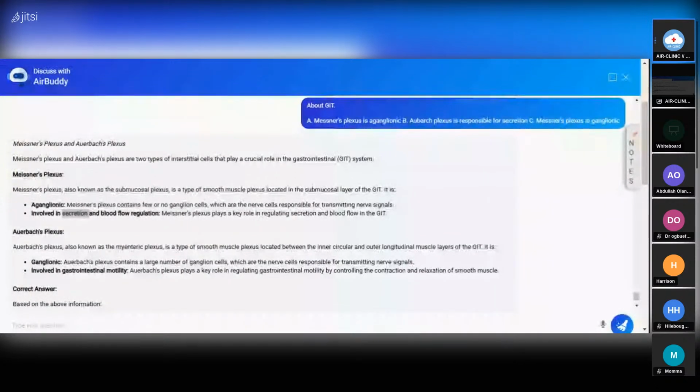These are the basic things about this plexus. One, there's Meissner's plexus, the submucosal one, just under the mucosa of the GIT. It's involved in secretion, and it makes sense because the glands that produce those hormones and all that are just under the submucosa. So you expect the submucosal plexus to be the one in charge and controlling them. Okay, then the Auerbach's plexus is responsible for secretion.